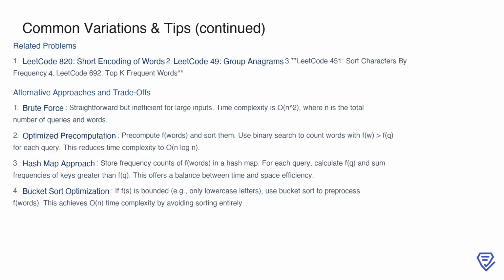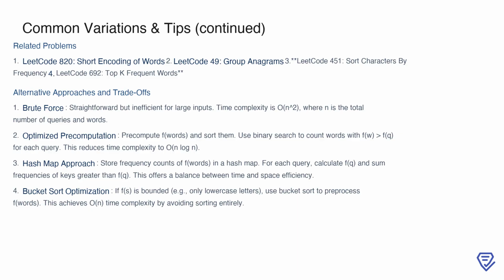Regarding alternative approaches, the brute force method is the most straightforward but becomes inefficient for larger inputs due to its O(n²) time complexity. A better approach involves pre-computing f(words) and sorting them, so you can use binary search to count words with f(w) greater than f(q). This reduces the time complexity to O(n log n). Another option is a hash map approach, where you store frequency counts of f(words). For each query, you calculate f(q) and sum the frequencies of keys greater than f(q), striking a balance between time and space efficiency.